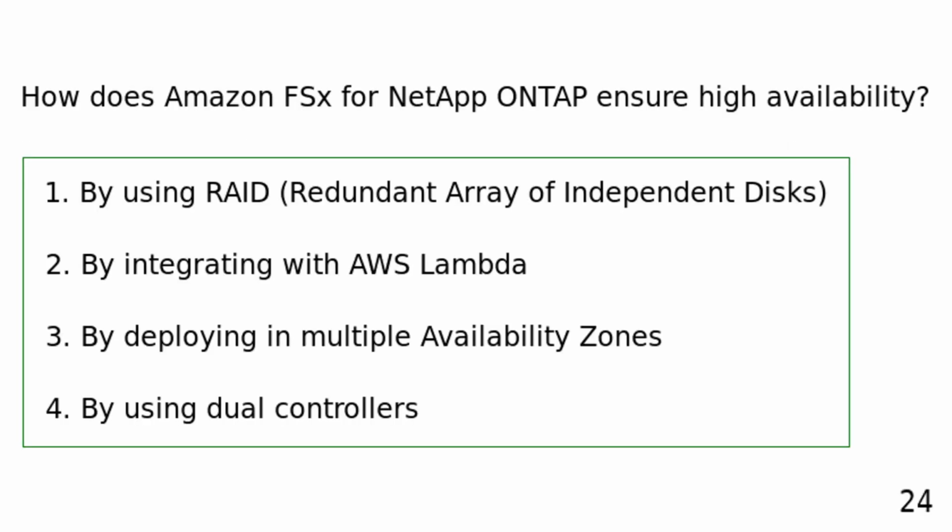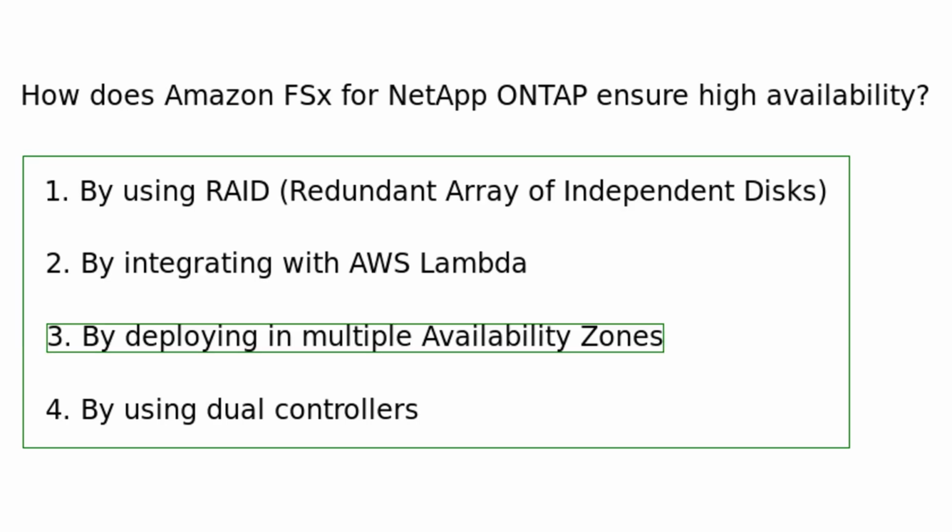How does Amazon FSx for NetApp ONTAP ensure high availability? By using RAID. By integrating with AWS Lambda. By deploying in multiple availability zones. By using dual controllers. Amazon FSx for NetApp ONTAP achieves high availability by deploying across multiple availability zones.